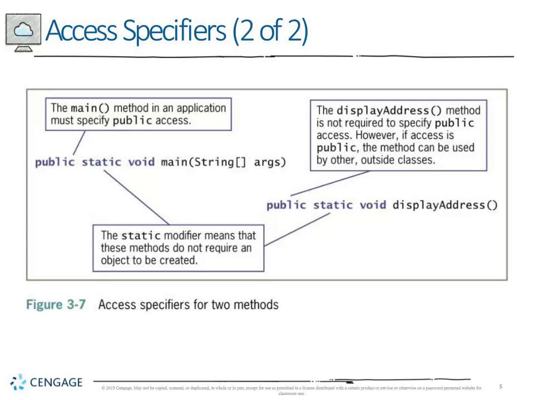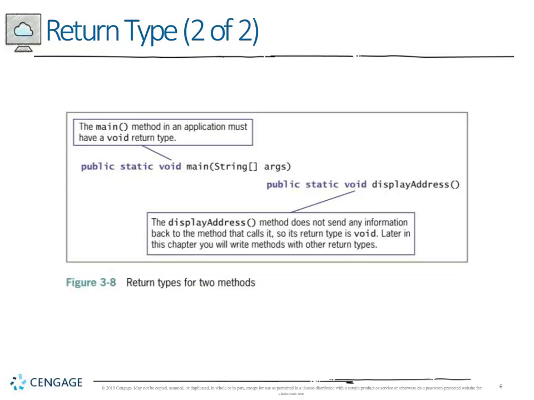For the main function, we must use public, while for displayAddress, it's not required to use public. For the main function, we must have a void return type, while for displayAddress, void is not required. If we write it another way, we can also return data from displayAddress. But for the main method, it must be void. So in your program, you always have public static void main.